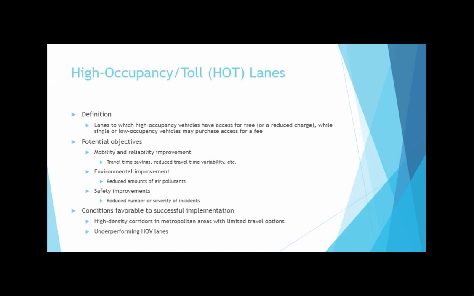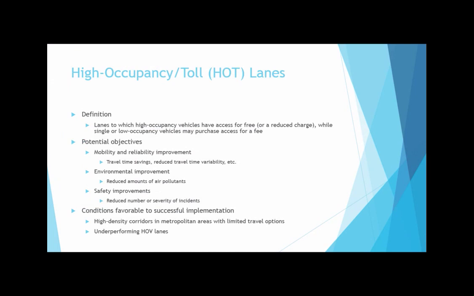So the potential objectives when beginning a high occupancy toll lane project are split into several categories. First of all, mobility and reliability improvements, such as travel time savings, reduced travel time variability, and goals such as that. You can also have some traffic volume goals in that objective. Environmental improvement might also be an objective. So, for example, to reduce the amount of air pollutants or better air quality. Safety improvements can also be a goal with, for example, a reduced number or severity of safety incidents.